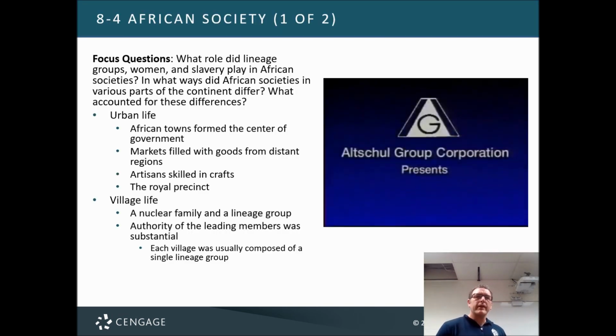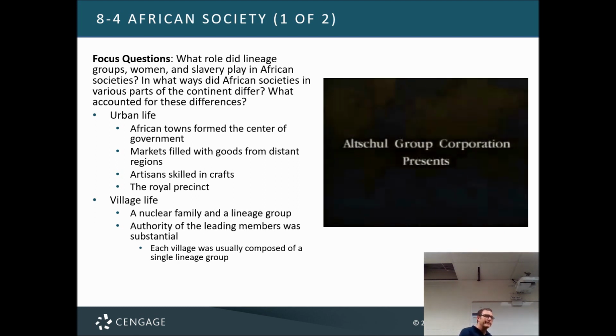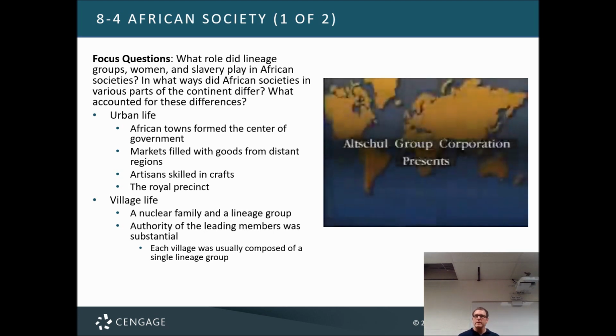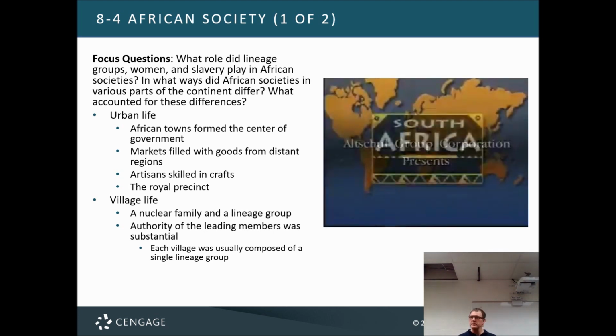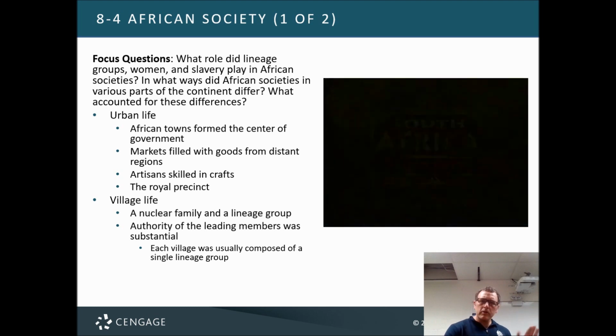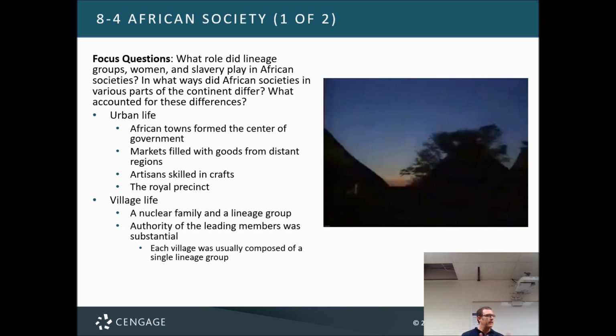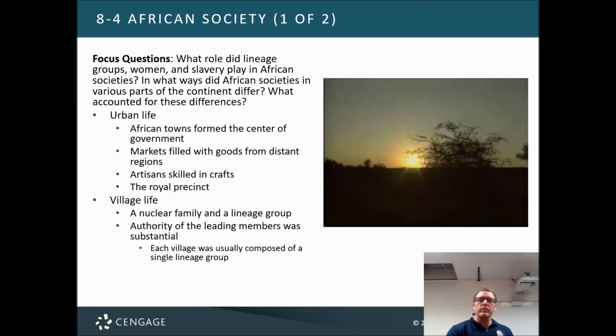But the next question I want to ask is, what role did lineage groups or women or even slavery play in African societies? Because these Portuguese slave traders didn't invent the system of slavery. It existed when they landed in places like Mali or Songhai or Congo, and they traded for slaves in existing markets. And so I wanted to look at that a bit, but also we're going to look at urban life, culture, village life, just some of the ways that people lived at this time.